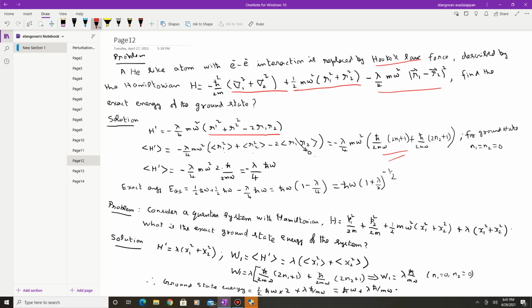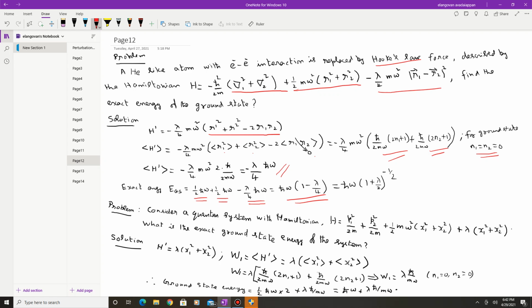For the first particle you have this energy, for the other particle you have this energy. And for the ground state, N1 is equal to N2 is equal to 0. So if you put N1 is equal to N2 is equal to 0, then H prime is found to be minus lambda by 4 h cross omega. So for the exact energy, the first particle has half h cross omega for the ground state. For the second particle you have half h cross omega, which is the ground state energy, and then the interaction energy is minus lambda by 4 h cross omega. So if you add, you will get this.